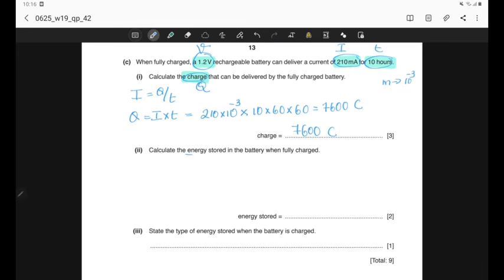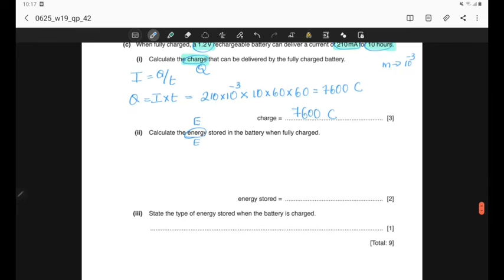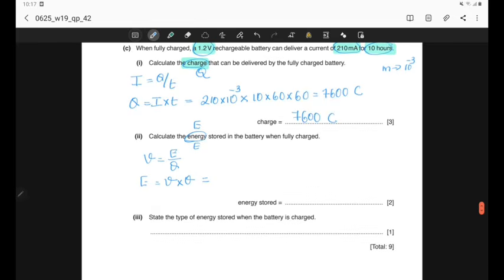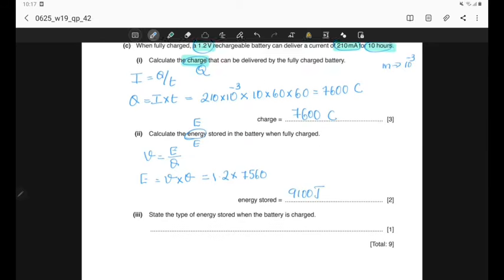Part 2. Calculate the energy stored in the battery. So here we need to calculate energy. Here we can use the definition of the equation of voltage, as voltage is the work done over charge or energy over charge. From this we can rearrange, so we will get energy is voltage or potential difference times charge, where voltage is already given, that is 1.2, and charge we have already calculated, 7560 when it is in 3SF. So the answer is 9100 joules in 3SF.